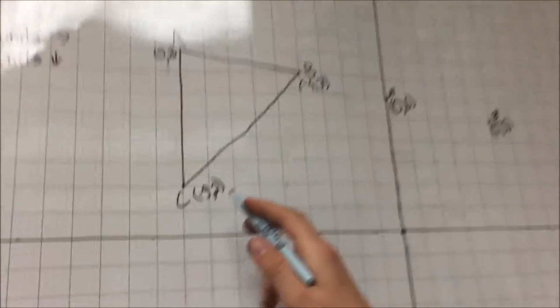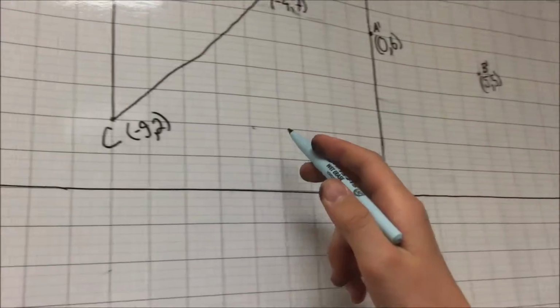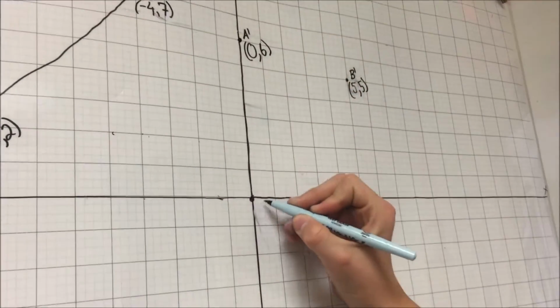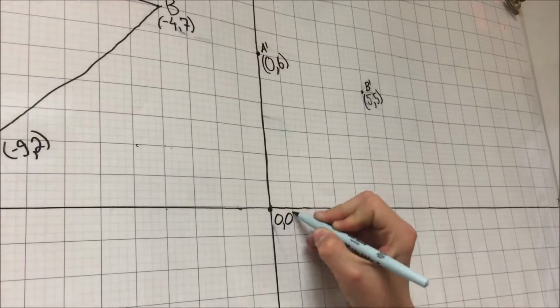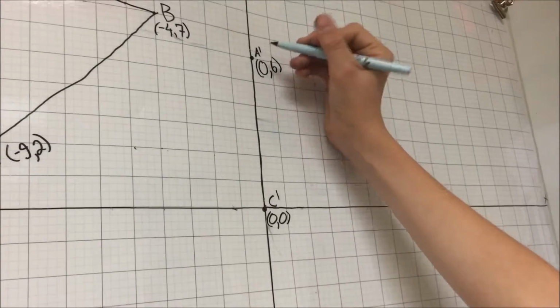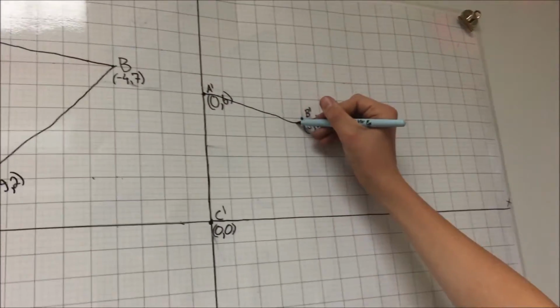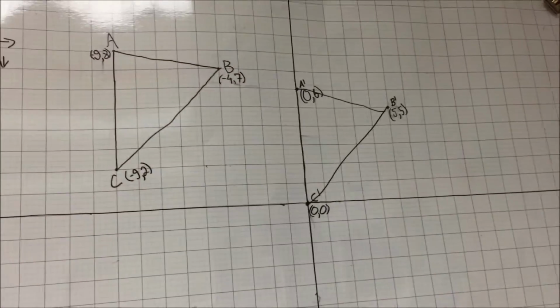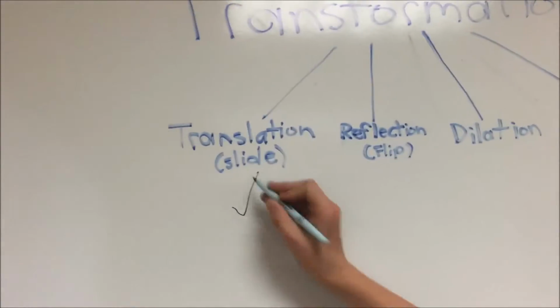Now we're going to do our C. 1, 2, 3, 4, 5, 6, 7, 8, 9, 1, 2. So our new point for C is going to be the origin, or 0, 0. And then we simply connect the points, and there's your new shape. So now we can check translations off our list.